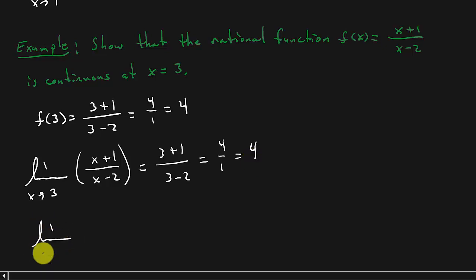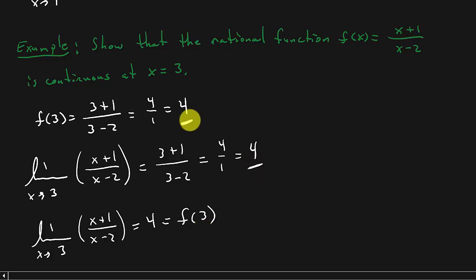And then the third one, the limit as x approaches 3 of x plus 1 over x minus 2 is equal to 4, which is also equal to f of 3. So they're both equal. See, they both equal 4. And so it's continuous at 3. Okay.